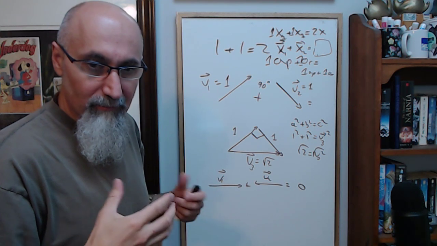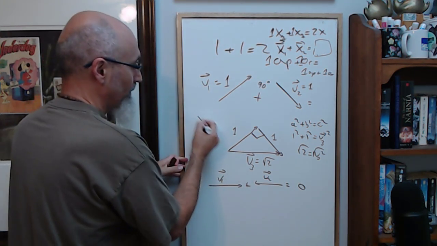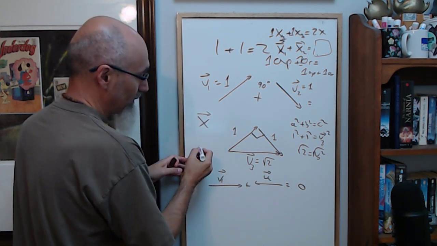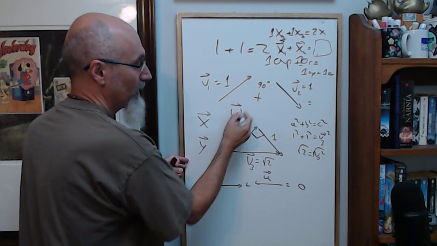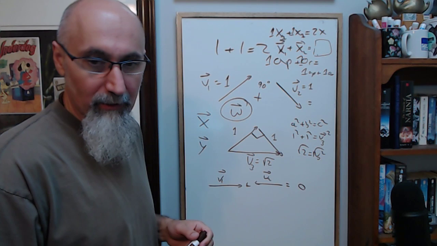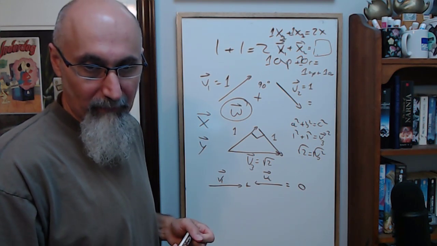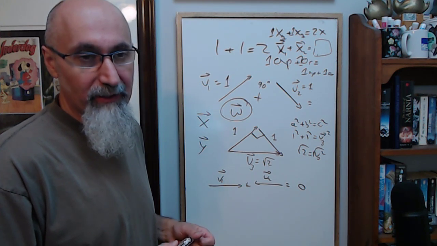So when I call it a V, it doesn't necessarily have to be V. It could be X, put that on top. Y, put that on top. W, put that on top. It just means this has magnitude and a direction associated with it. But yeah, binary 1 plus 1 is a good example too.